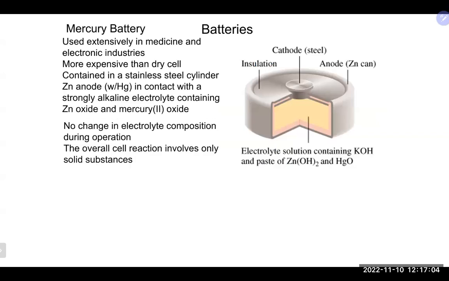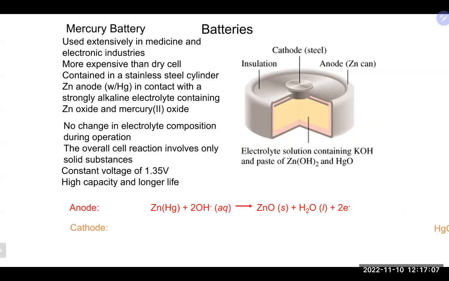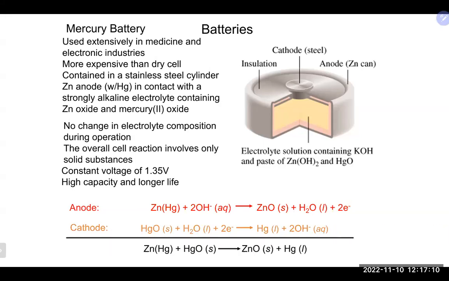Another type of battery is a mercury battery. And a mercury battery is used extensively in medicine and electronic devices. It's a little bit more expensive. It has a stainless steel container, but it still has a zinc anode, which again is where oxidation will occur. It's in contact with a really strong alkaline. Alkaline means basic. So that is a base there, like KOH, as we see in this picture here, which obviously is a strong base. There's no change in the electrolyte composition during operation.